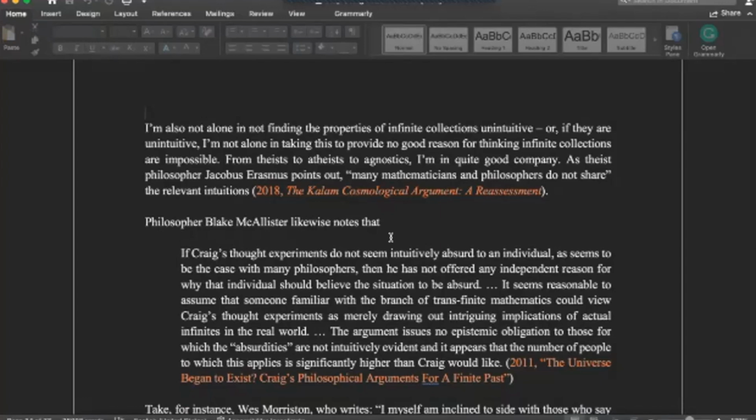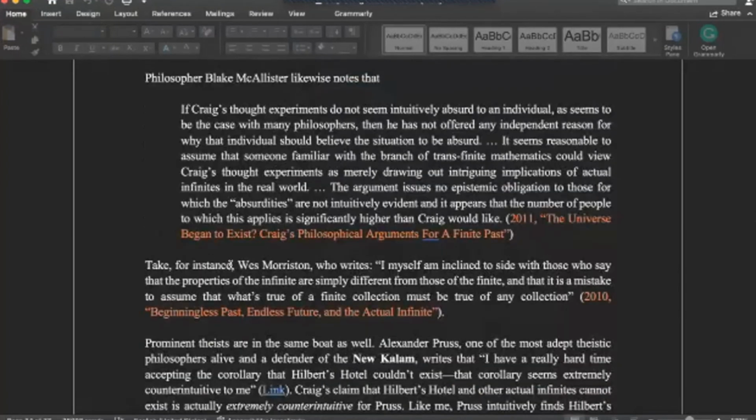It seems reasonable to assume that someone familiar with the branch of transfinite mathematics could view Craig's thought experiments as merely drawing out intriguing implications of actual infinites in the real world. The argument issues no epistemic obligation to those for whom the so-called absurdities are not intuitively evident, and it appears that the number of people to which this applies is significantly higher than Craig would like. Take, for instance, Wes Morriston, who writes, I myself am inclined to side with those who say that the properties of the infinite are simply different from those of the finite, and that it is a mistake to assume that what's true of a finite collection must be true of any collection.